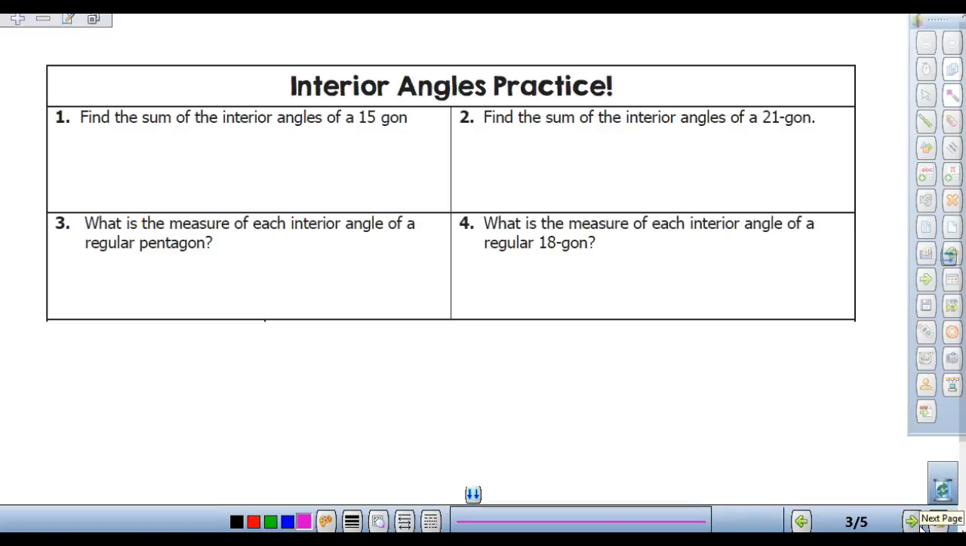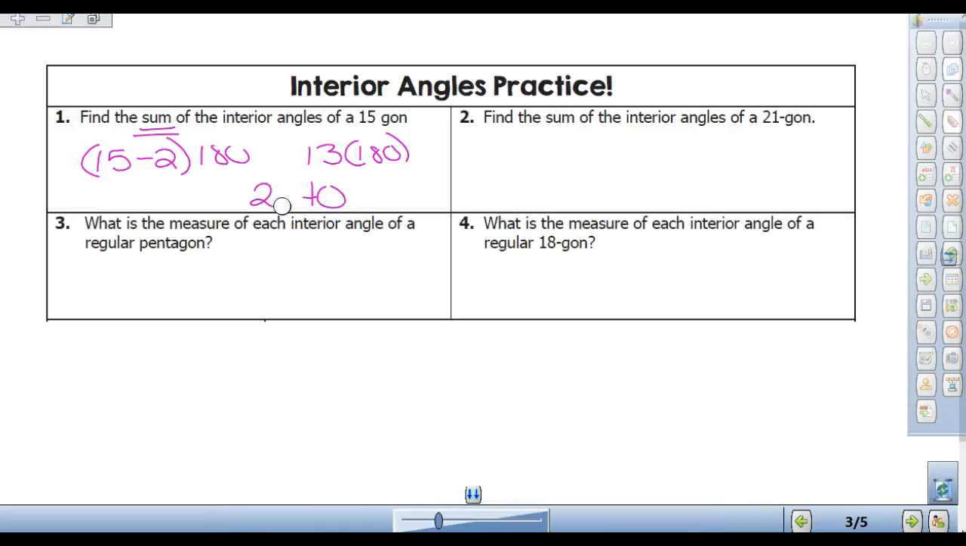15-gon, and they want the sum. So what do I have to do? I have to take 15 minus 2 and then times 180. So we're going to end up taking 13 times 180 and getting 2,000 what? 240? 2,340 degrees in a 15-gon.